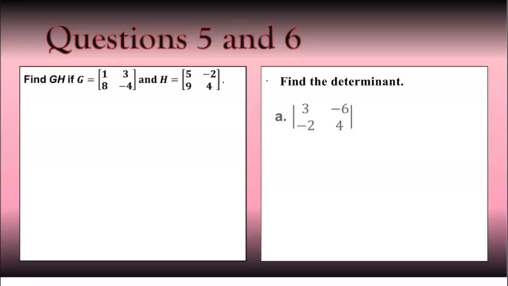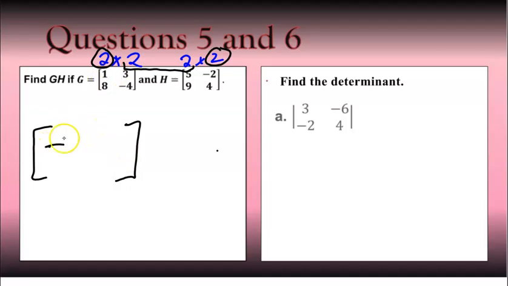Question 5 says find G times H, and then they give us the matrices for G and H. Now for multiplication, we want to verify that we can multiply them. So this is a 2 by 2, and this is also a 2 by 2. And when you're multiplying matrices, you want to double check that these middle two numbers are the same, which they are. That means our answer is going to be what's on the outside, a 2 by 2. So my answer is going to be a 2 by 2.